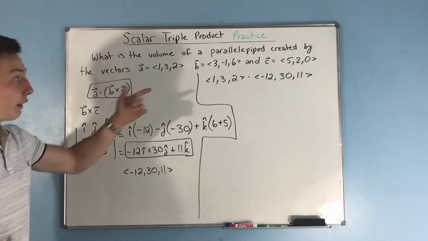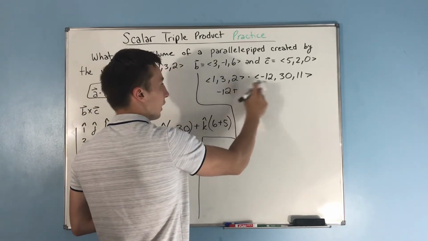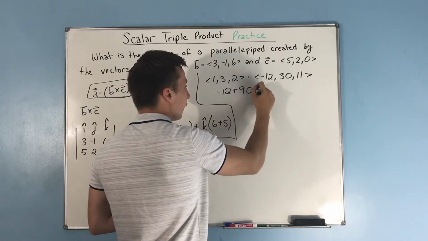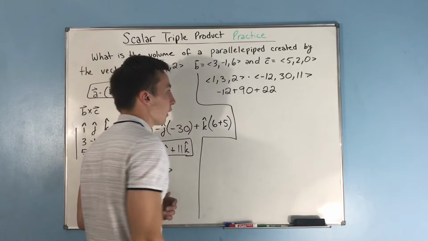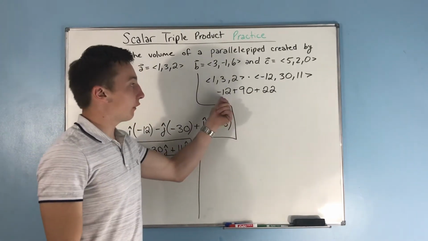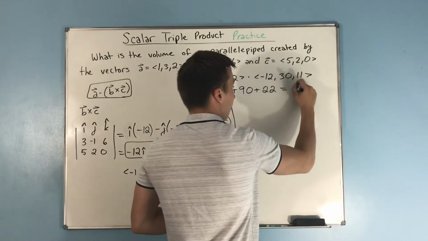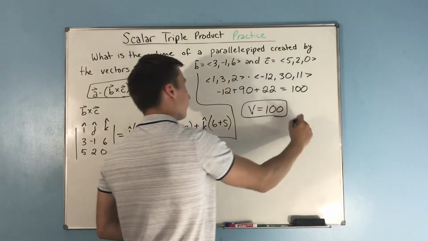We have 1 times -12, that is -12. We're going to add 3 times 30, which is 90. And then we're going to add 2 times 11, that's 22. Now, 22 minus 12 is 10, and 10 plus 90 is 100. So right there, our volume equals 100.